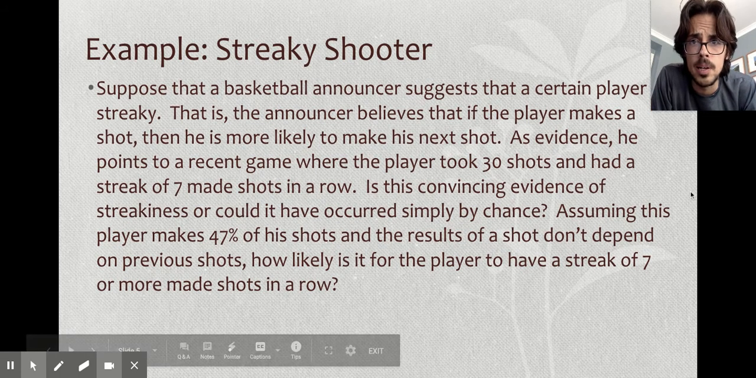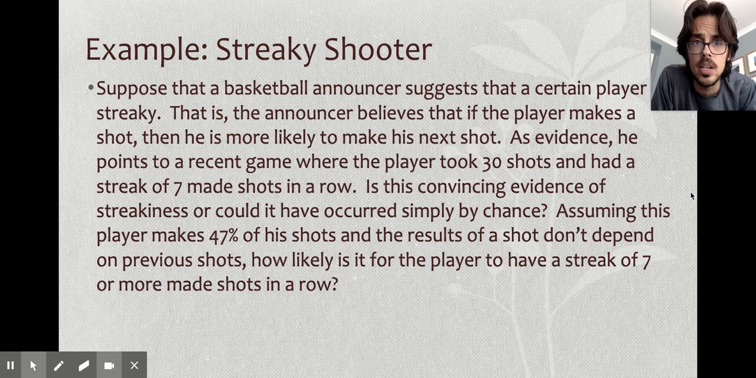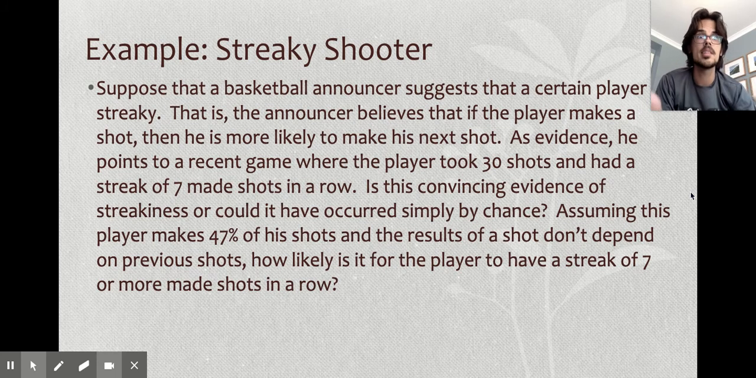There's a basketball player, and apparently that player is considered very streaky by the announcer. They justify saying that they're streaky by saying, wow, they make a lot of their shots in a row. And in this most recent game, the player took 30 shots and had a streak of 7 in a row where they made them. Okay.